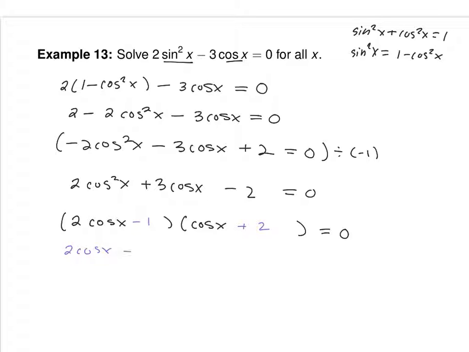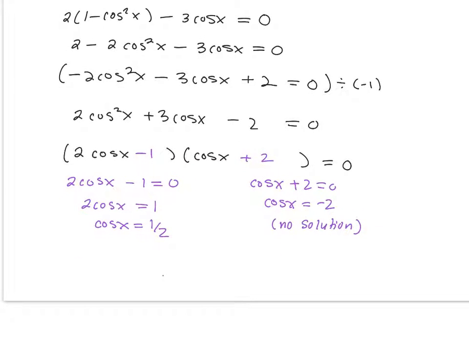2 cosine x minus 1 equals 0. 2 cosine x equals 1. Cosine x is a half. The other one is cosine x plus 2 equals 0. Cosine x equals -2. Why is that one super easy? Yep, it's not in the range. Cosine never equals -2. Does that make sense? So there's no solution from that equation. So you're just solving cosine x equals a half.